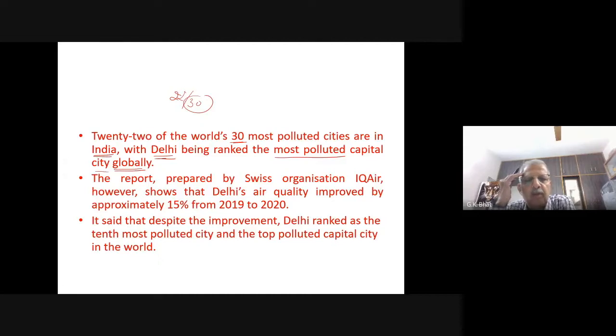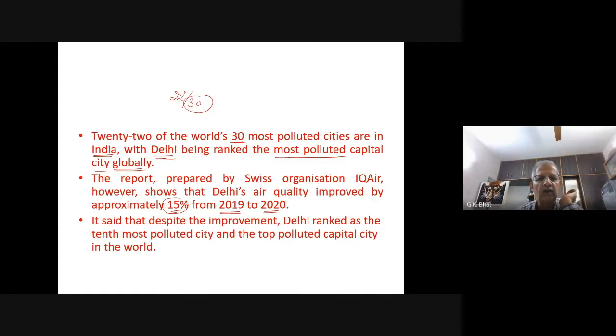The report prepared by the Swiss organization IQAir, however, shows that Delhi's air quality improved by approximately 15% from 2019 to 2020. A lot of measures were taken there. It doesn't mean that it has solved the problem. It has reduced this air pollution in 1 year by 15%. Of course, we shall see later how they have done it.